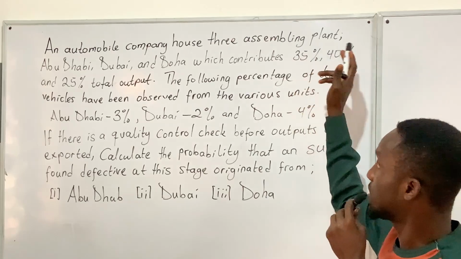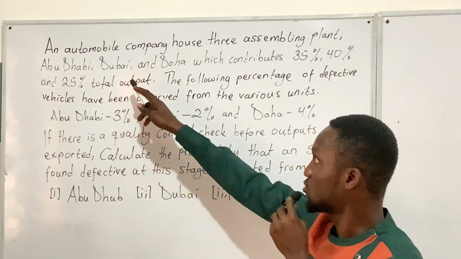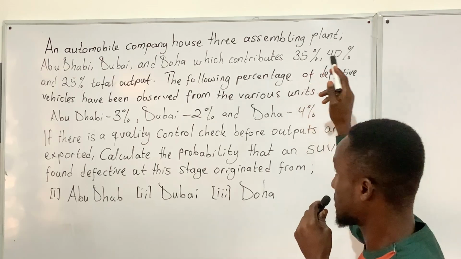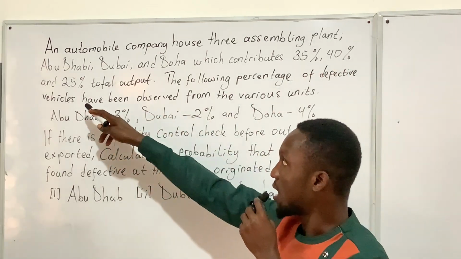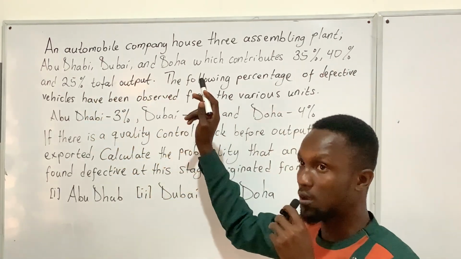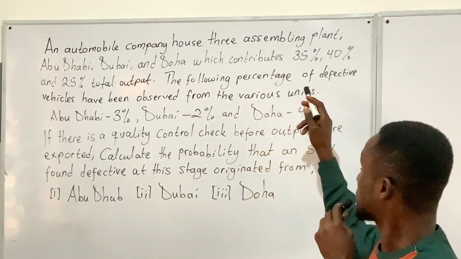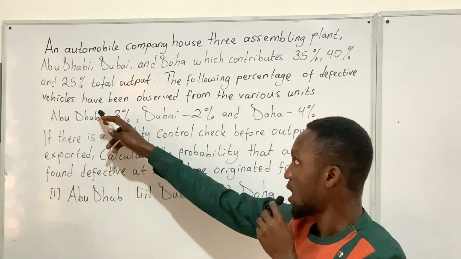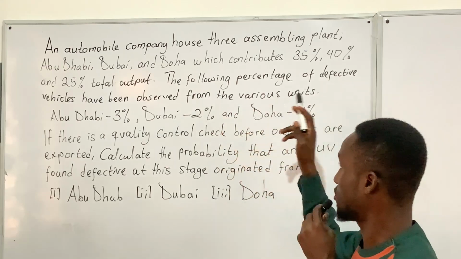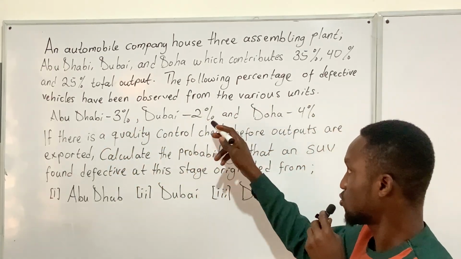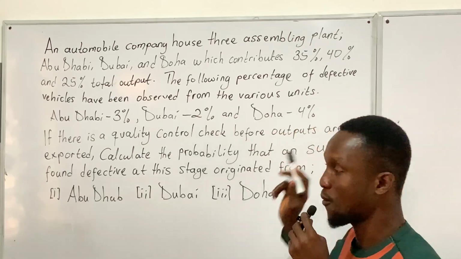If you look at this exercise very well, it is saying that an automobile company has three assembling plants: Abu Dhabi, Dubai, and Doha, which contribute 35%, 40%, and 25% of total output respectively. Then it says the following percentage of defective vehicles have been observed from the various units. Abu Dhabi produced 3%, Dubai 2%, and Doha 4%.